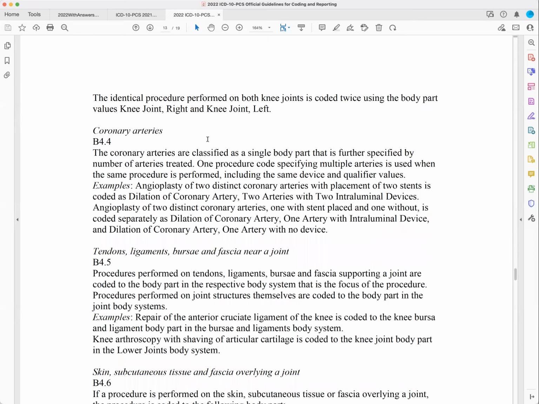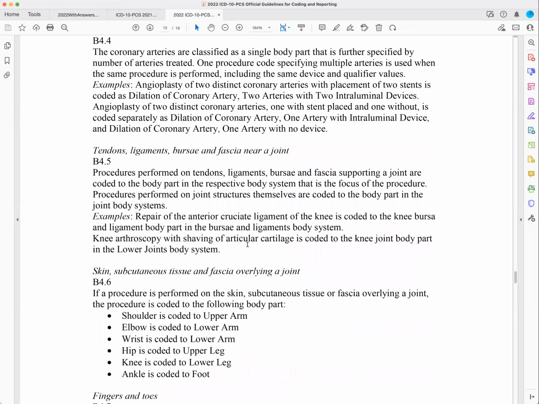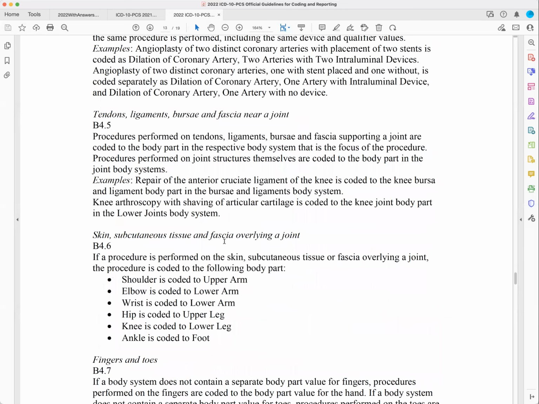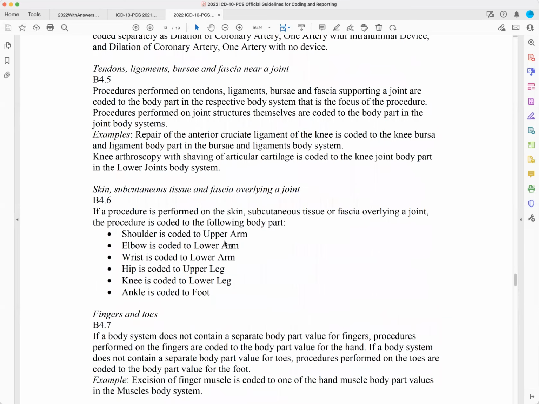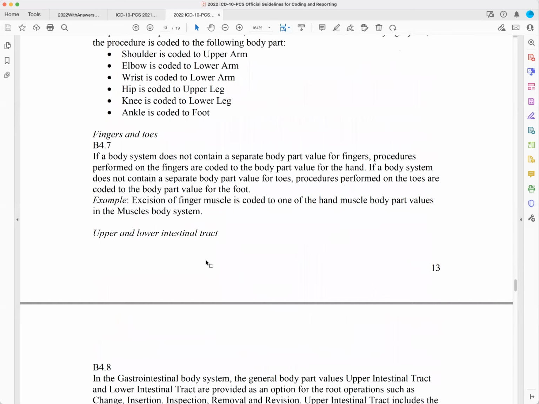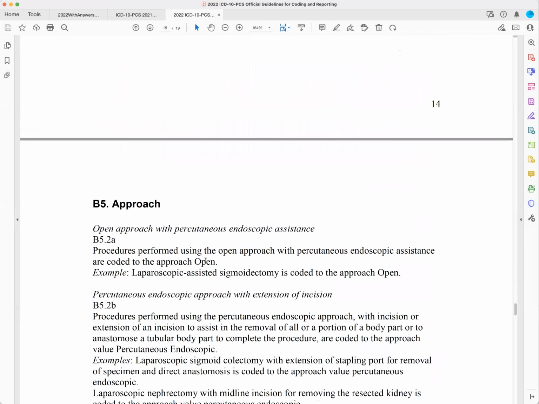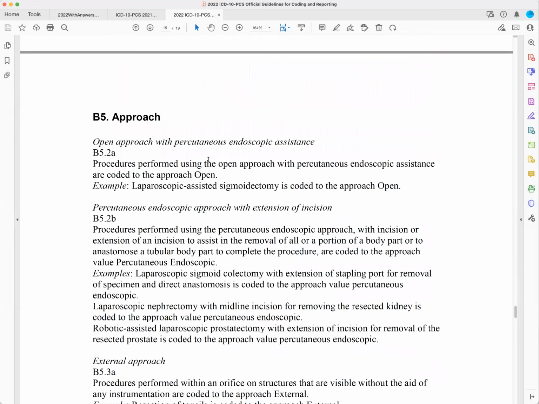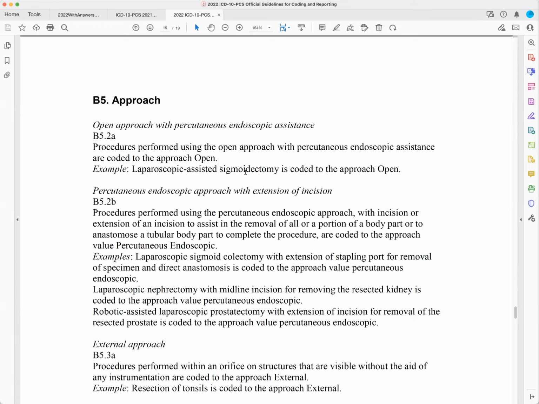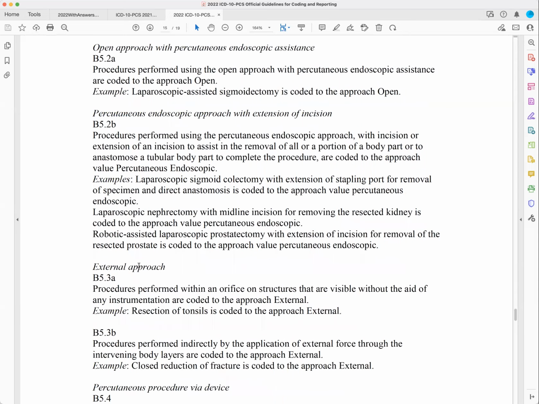We've got some guidelines for coronary arteries, tendons, ligaments, bursa, and fascia near a joint, skin, subcutaneous tissue, and fascia overlying a joint, fingers and toes, upper and lower intestinal tract, and then that's it. We get into our approach guidelines. So this has to do with operative approaches. Open approach with percutaneous endoscopic assistance, percutaneous endoscopic approach with extension of the incision, external approach.